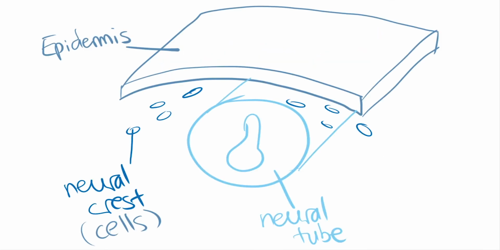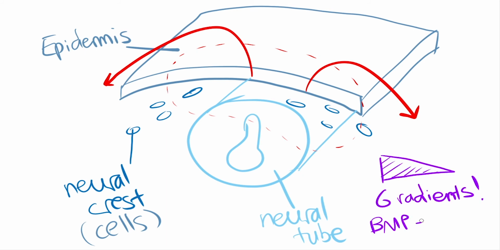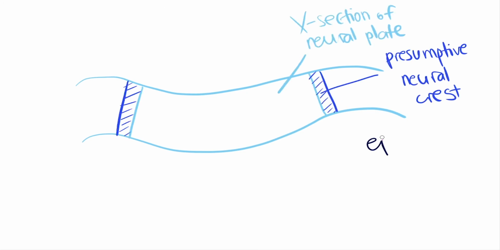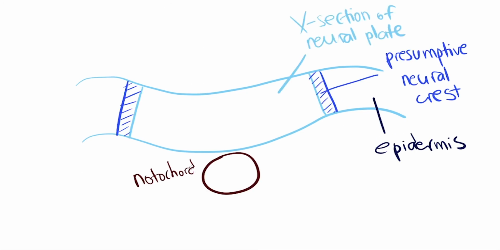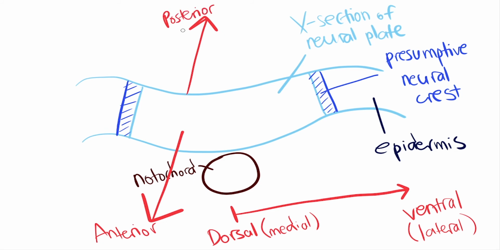So what about the neural crest cells? These cells become specified at the border of the neural plate and migrate away to the rest of the body out of ectodermal tissues. But how do they know whether they are neural crest cells? The answer is morphogen gradients, specifically BMP and WNT gradients. Taking a cross-section of the neural plate, this is what we see, with the nodal cord at the bottom here, dorsal ventral axis along here, and anterior posterior axis coming out and into the screen here.